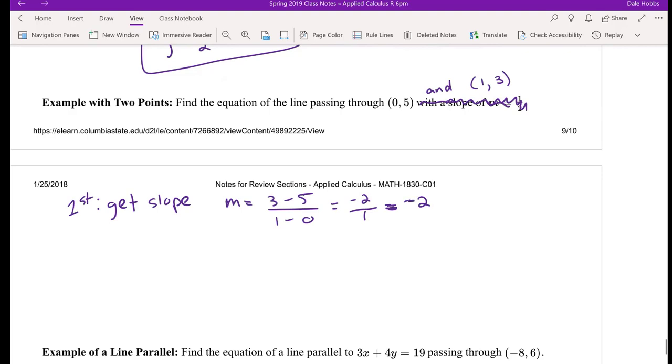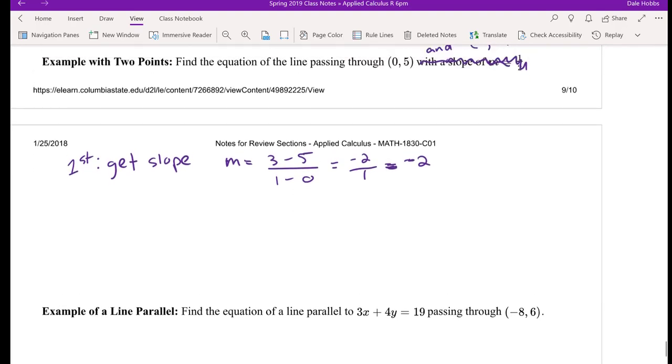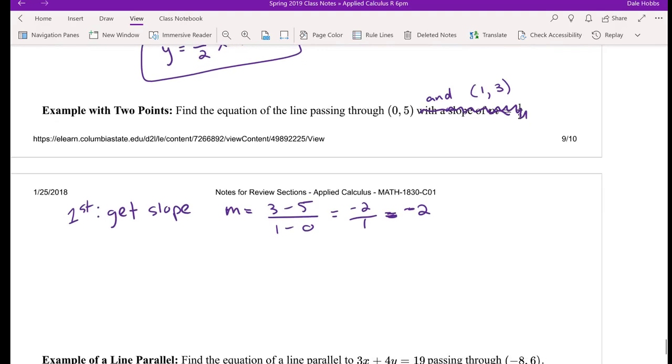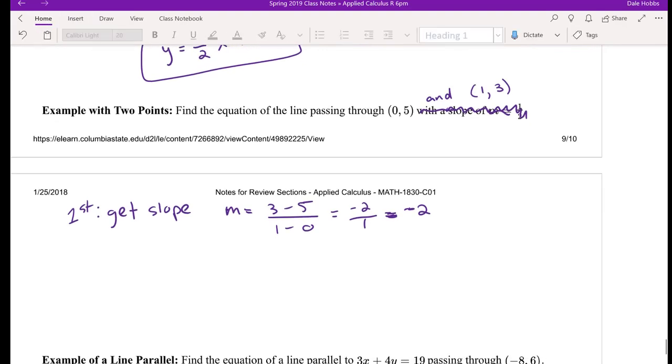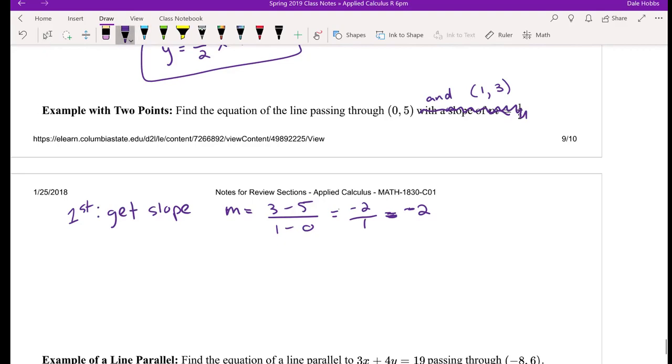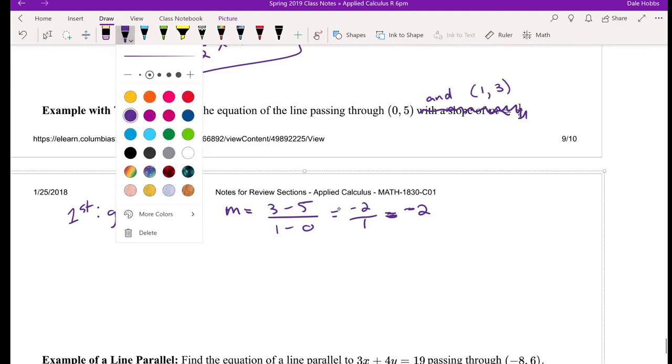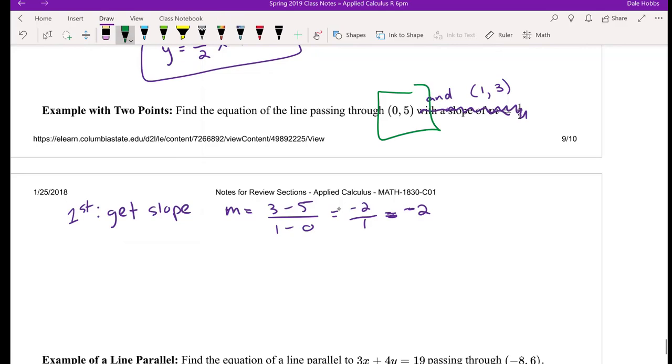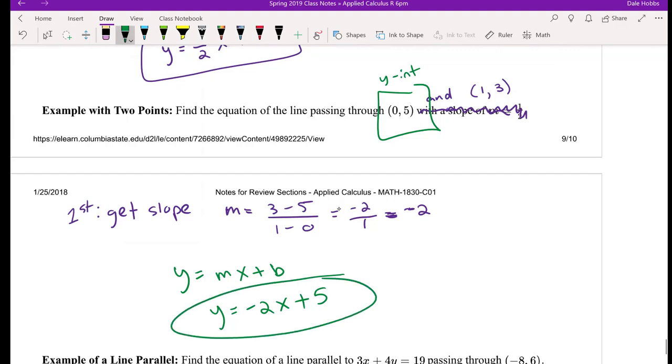Now we want to say, okay, what's the equation going to be? Well, notice that we have 0, 5 right here. Let me highlight this real quick. 0, 5 is a y-intercept. So we already have the y-intercept for our line. So basically what I'm going to do is use that form, y equals mx plus b, and I'm going to say y equals negative 2x plus 5. And that'll be your equation.